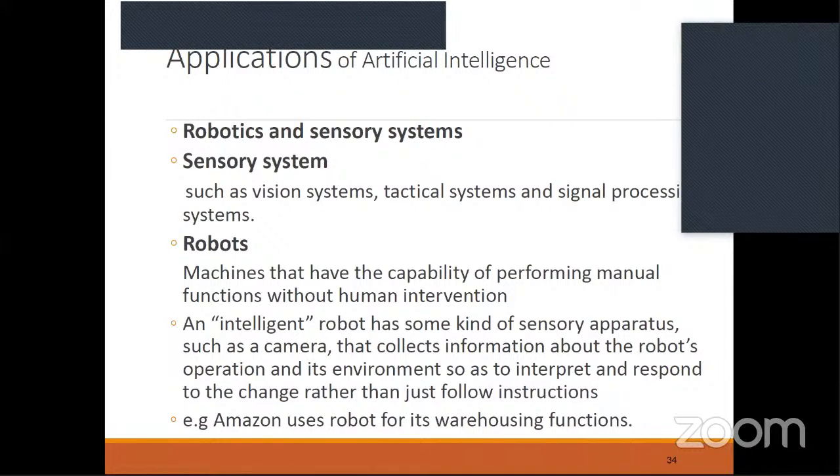Then we have robots as applications of AI. They have the capability of performing manual functions without human intervention. An intelligent robot has some kind of sensory apparatus, such as a camera, that collects information about the robot's operation and its environment, so as to interpret and respond to any change, rather than follow any instruction. So it does it automatically. It scans the room, it checks the walls, it moves according to the hindrances, and it avoids hindrances. And if it is given any task, it will do it, be it carrying goods from one place to another. Amazon uses robots for all its warehousing functions. So that indicates how these AI based robots are actually used in practice.